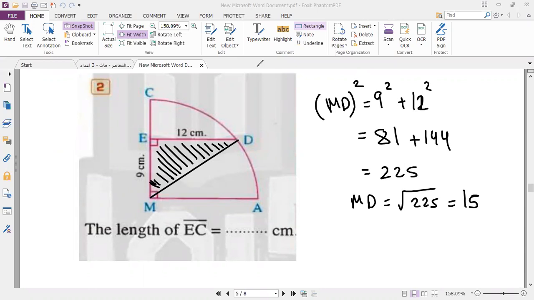And MD is the radius in the circle. And MC is the radius in the circle. As you see here, they are two radii in the circle, so they are the same. They have the same length. So MD is 15 and MC equals 15 here. They are equal. So what is the length of EC here? Subtract 15 minus 9. So EC is going to be 6 centimeters. That's it.